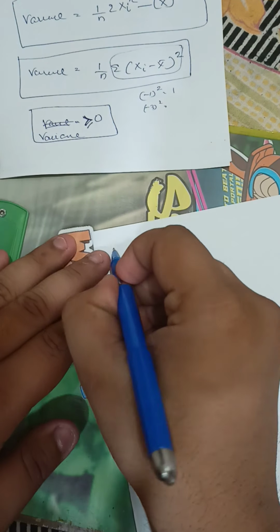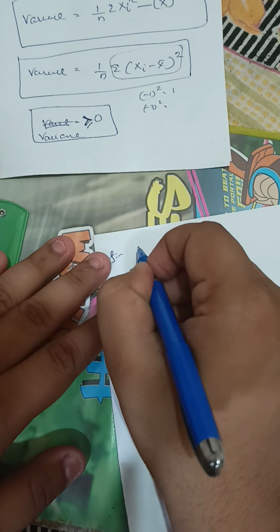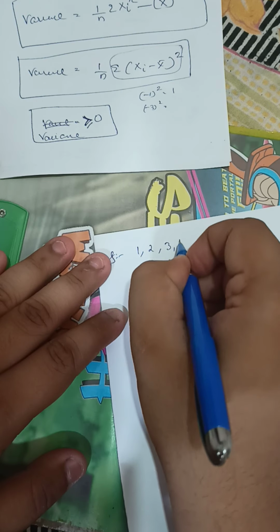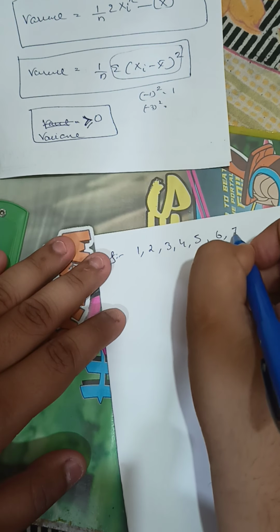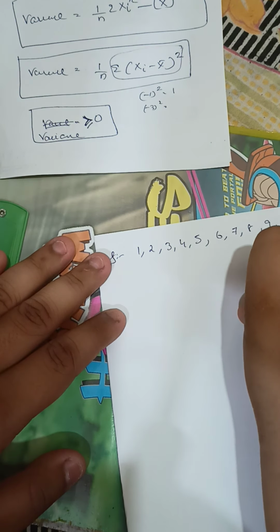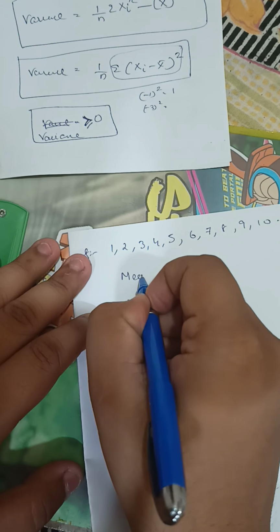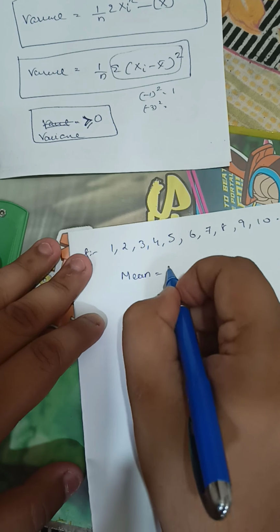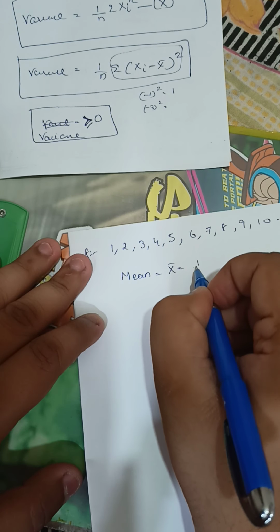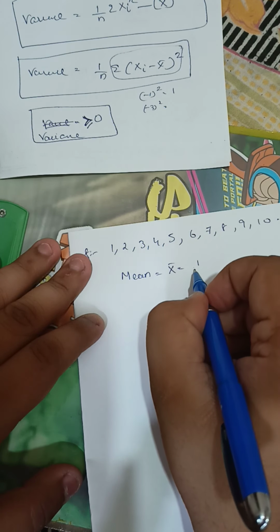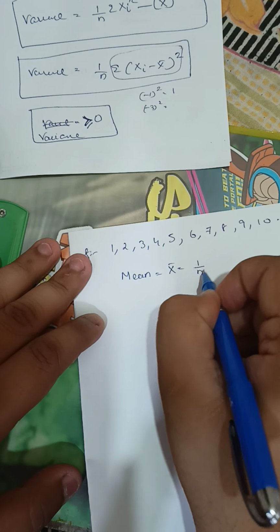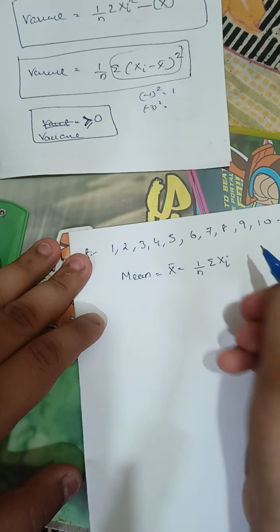Suppose a basic example. So suppose I have the raw data 1 2 3 4 5 6 7 8 9 10. ഈ എക്സാമ്പിളിൽ ഞാൻ മീൻ പറഞ്ഞിരുന്നു. എന്തായിരുന്നു മീൻ എന്ന് പറഞ്ഞാൽ സം ഓഫ് ഓൾ ദ ഒബ്സർവേഷൻ ഡിവൈഡഡ് ബൈ ടോട്ടൽ നമ്പർ ഓഫ് ഒബ്സർവേഷൻ, അതായത് x bar = 1/n summation xi എന്നർത്ഥം.